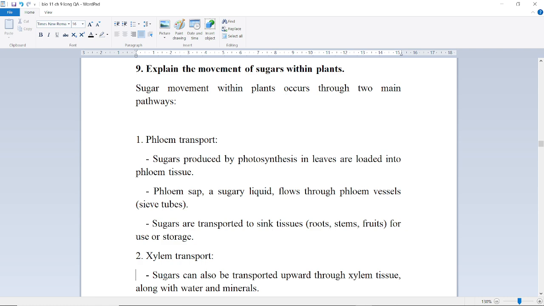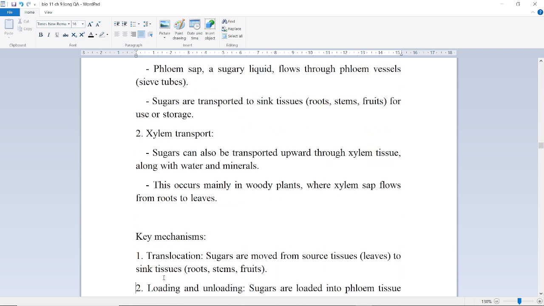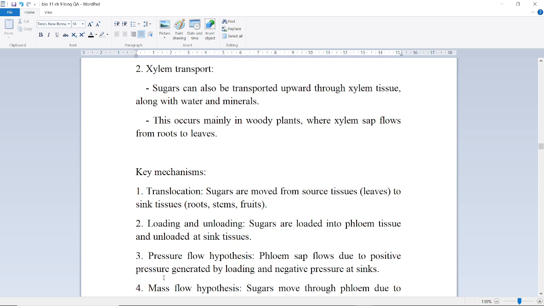Phloem sap, a sugary liquid, flows through phloem vessels, the sieve tubes. Sugars are transported to sink tissues, roots, stem, and fruit, for use or storage. Next is xylem transport. Sugars can also be transported upward through xylem tissue along with water and minerals. This occurs mainly in woody plants where xylem sap flows from root to leaves.